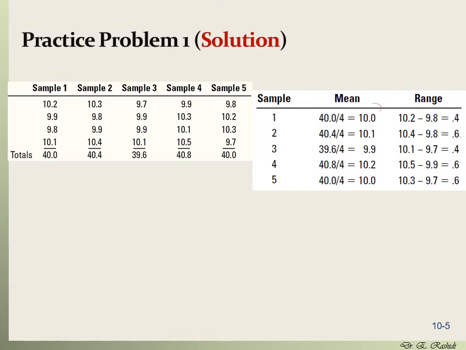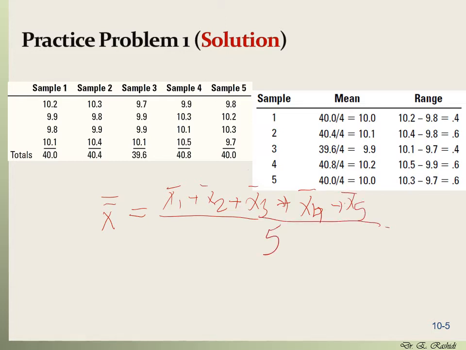Now we can use the formulas to compute the control charts for X bar and for the range chart. So we need to compute the grand average, X bar bar. X bar bar is the average of averages. So that's X bar 1 plus X bar 2 plus X bar 3 plus X bar 4 plus X bar 5 divided by 5. And that's equal to 50.2 divided by 5, which is 10.04.